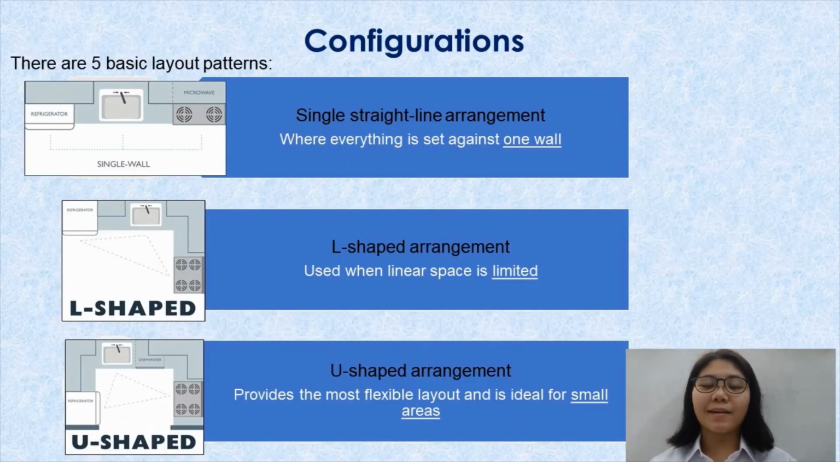And now we are looking at the configuration, which has five basic layout patterns. The first is the single straight line arrangement. It is where everything is set against one wall, as you can see, in a straight line. And then the L-shaped arrangement. It is used when linear space is limited. So you can see the shape of it is like an L. And the U-shaped arrangement provides the most flexible layout and is ideal for small areas.